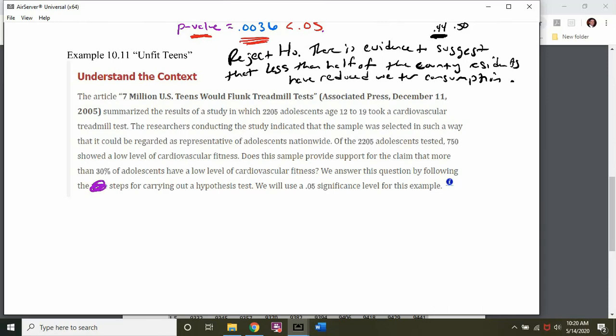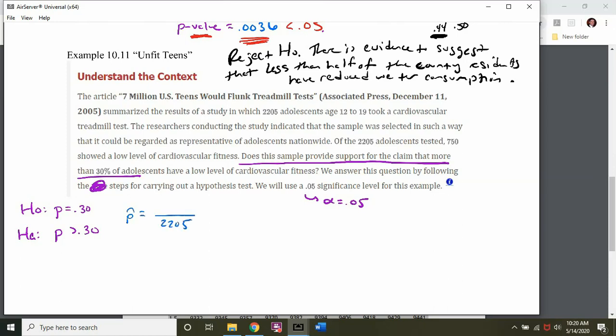For carrying out a hypothesis test, we will use a 5% significance level. Okay, so typically that's given, and there it is at 5% again. Okay, so what's the question? Does the sample provide support for the claim that more than 30%? Is the proportion more than 30? So we're going to assume the proportion is 30 for H sub 0. Now, our p-hat value is the proportion out of in the sample. So of the 2205 selected, 750 showed a low level of fitness.